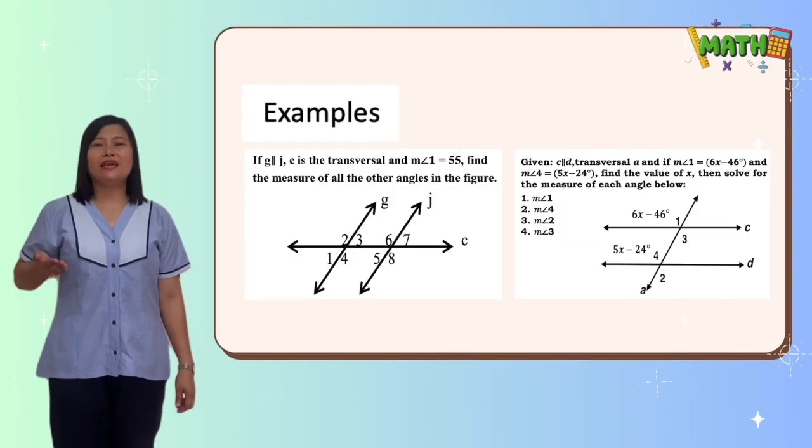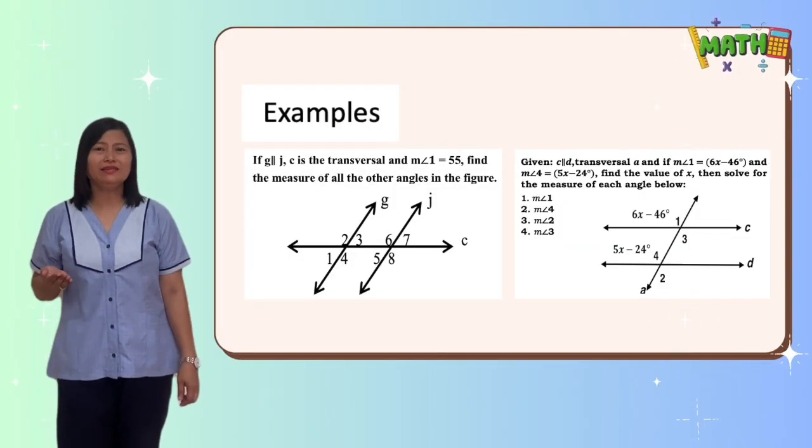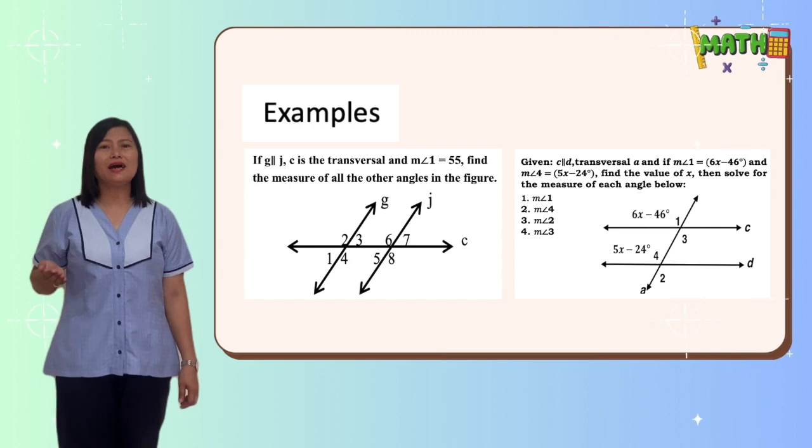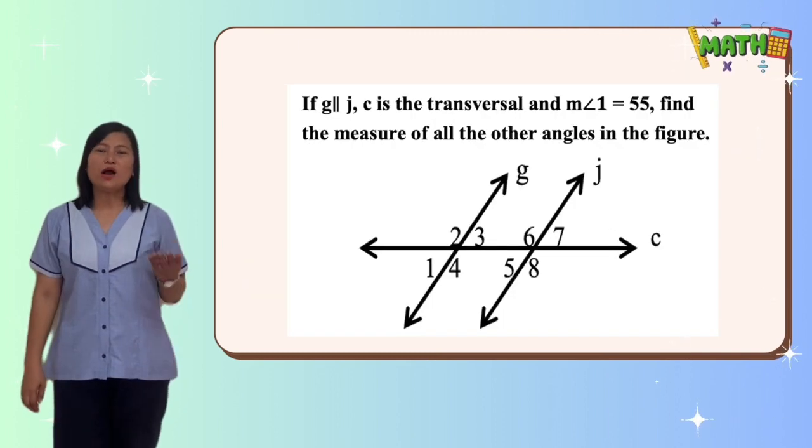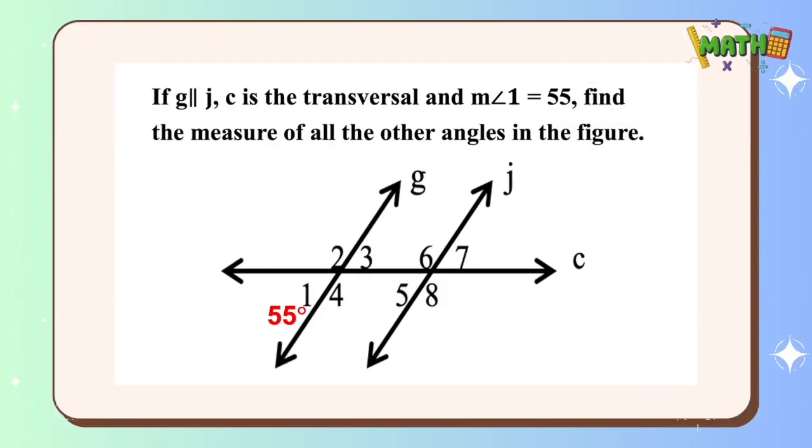Let's have the examples applying the properties of parallel lines cut by a transversal. Example 1. If line G is parallel to line J, C is the transversal, and the measure of angle 1 is 55, find the measure of all the other angles in the figure.